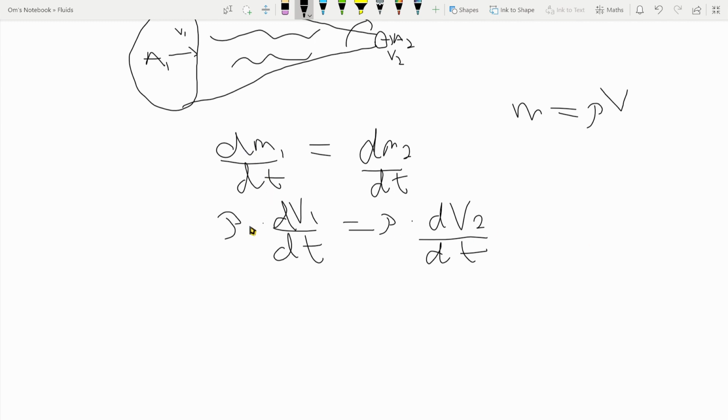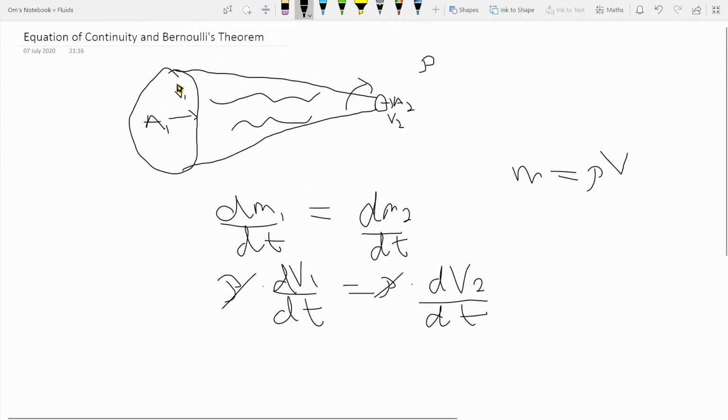So since the density of the fluid is constant, I've taken it out of the equation, and I've actually written this as rho times dV1 by dt is equal to rho times dV2 by dt. So I can just cut the densities over here, and I can simply talk about the rate of change of volume. That is actually what we want over here.